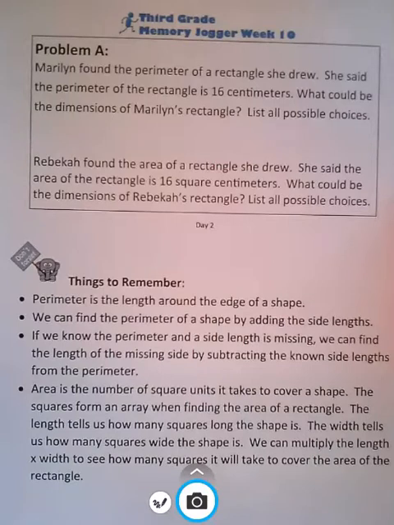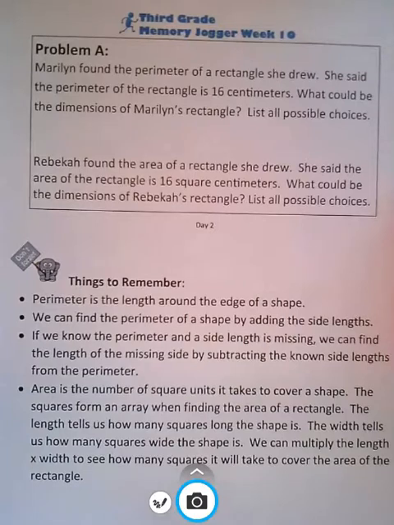Let's take a look at week 10, day 2, problem A. Marilyn found the perimeter of a rectangle she drew. She said the perimeter of the rectangle is 16 centimeters. What could be the dimensions of Marilyn's rectangle? List all possible choices. Rebecca found the area of a rectangle she drew. She said the area of the rectangle is 16 square centimeters. What could be the dimensions of Rebecca's rectangle? List all possible choices.